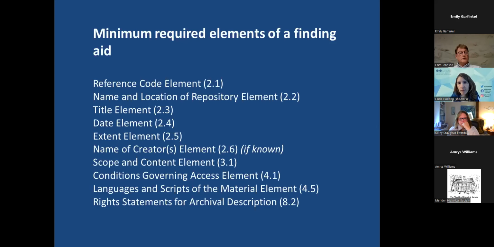But basically, with the first 9 elements, you're just providing the researcher basic information. Is the collection going to be useful? Where is it? How much? What dates are covered? And if you can provide this information for every collection and get it up into a publicly accessible way, you're going to go a long way to providing access to your collections.